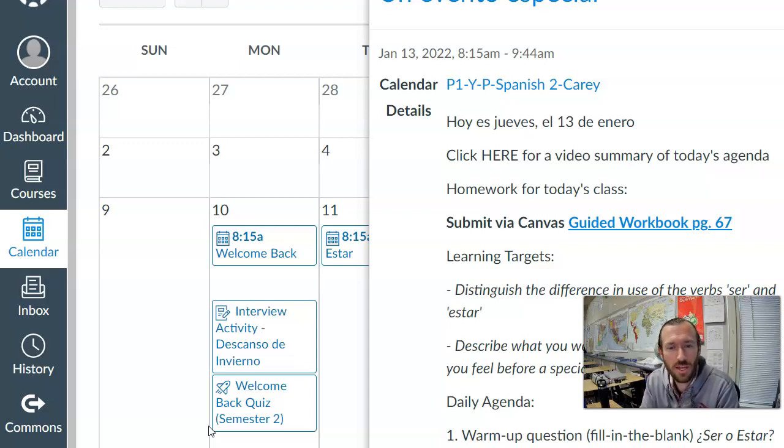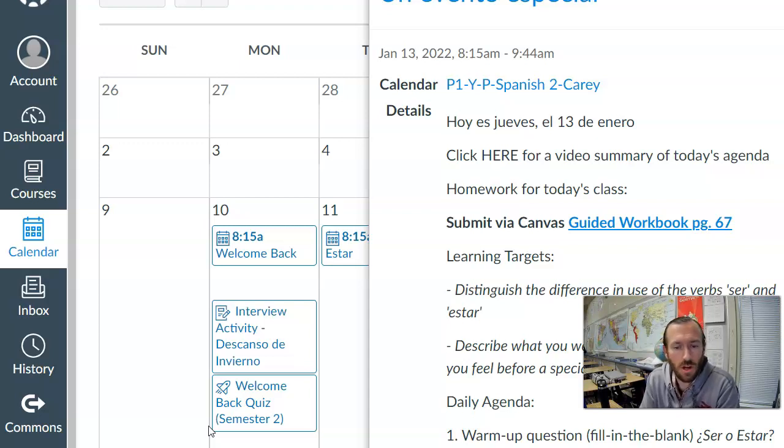Your homework due for today was the guided workbook, page 67. We'll go through that today. Your learning targets are to continue distinguishing the difference in use between ser and estar. That's what you are working on for your homework.